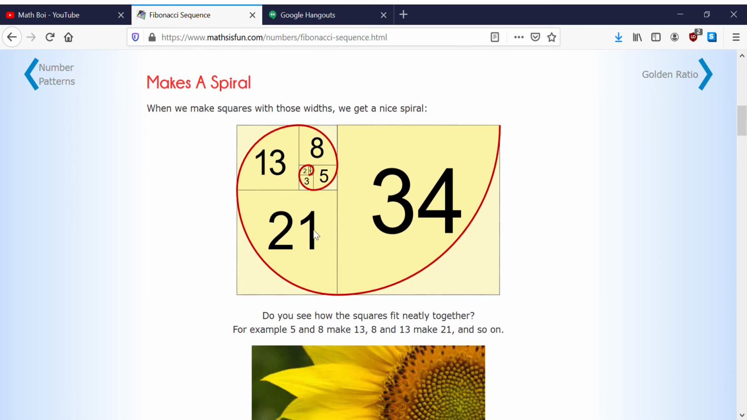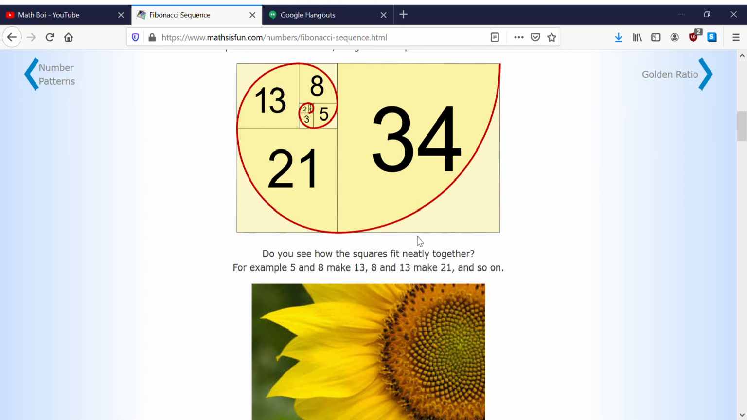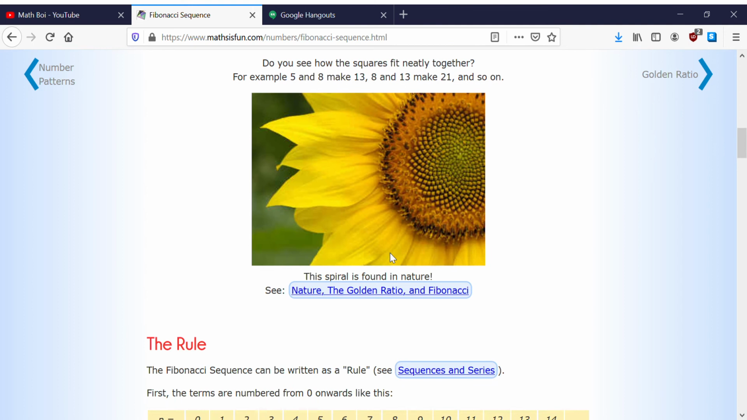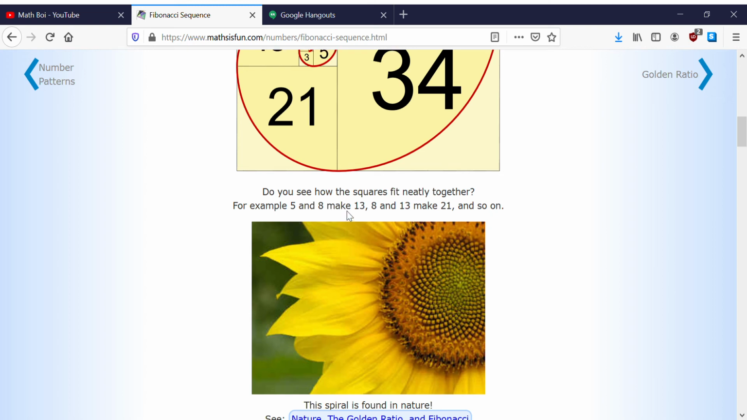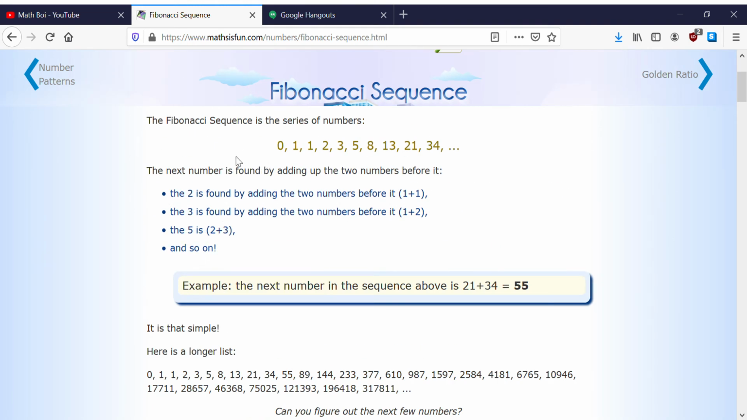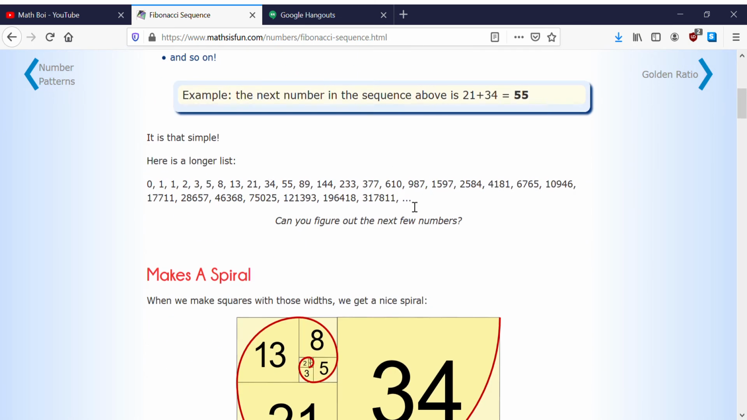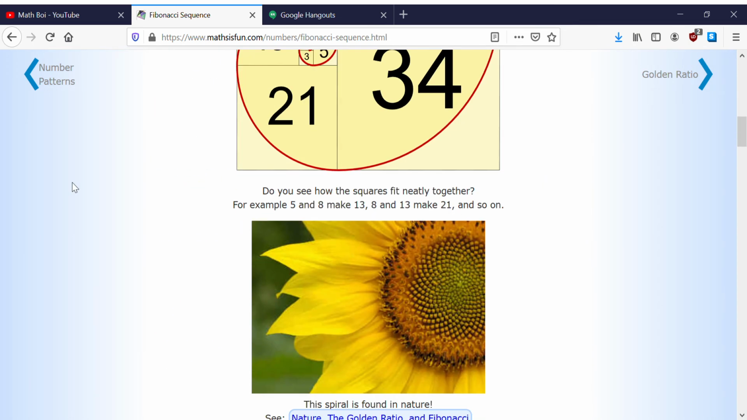You can have the squares fit nearly together. For example, 5 and 8 make 13, 8 and 13 make 21, and so on. The spiral is found in nature. You can see different numbers of spirals, and if you look closely at the number of petals on a flower, it's always one of the Fibonacci sequence numbers. So it's always one of those.